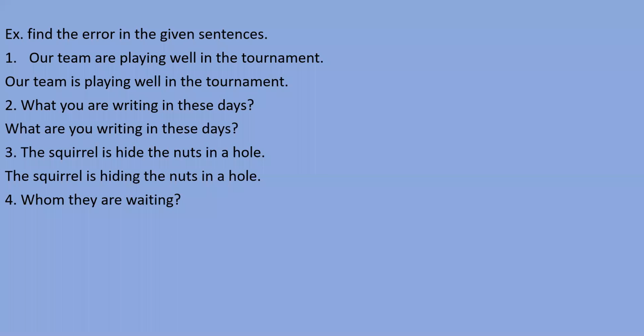Next, whom they are waiting. What's the mistake in this sentence? Who will let me know? Kanishka, please tell me. Sir, whom are they waiting? Yes, whom are they waiting? Because that's an interrogative sentence. In an interrogative sentence, we should use the helping verb before the subject. It's very good. You have given the right answer. Whom are they waiting? Yes, right answer.